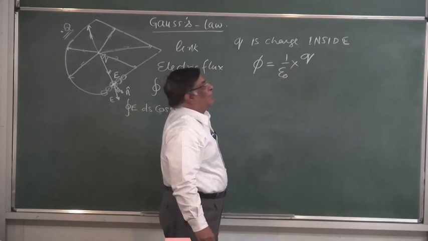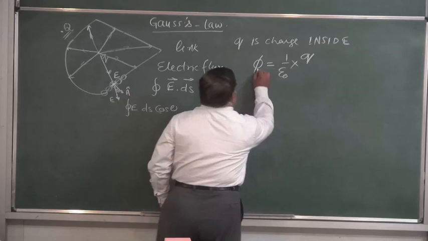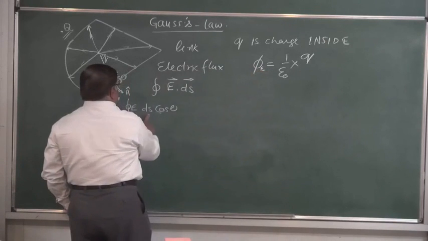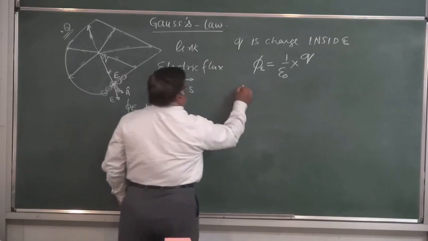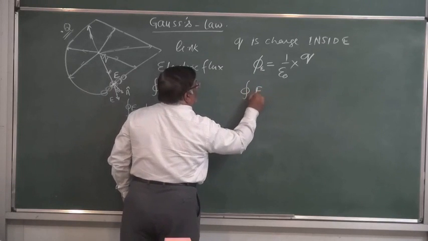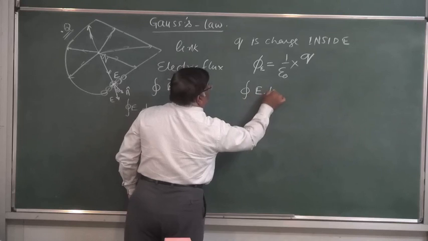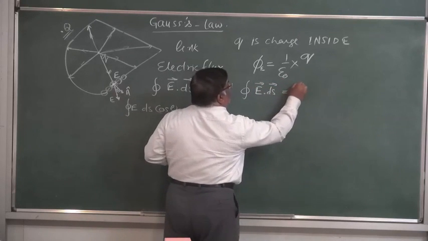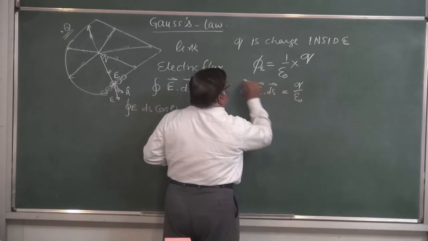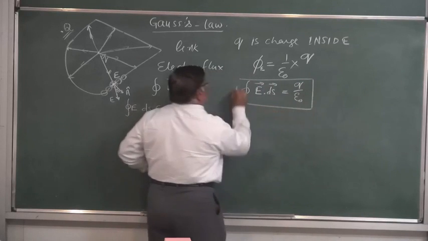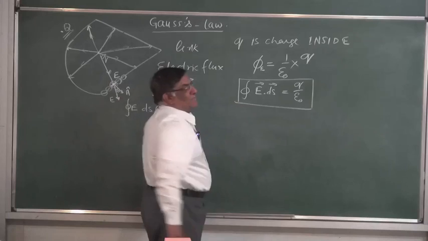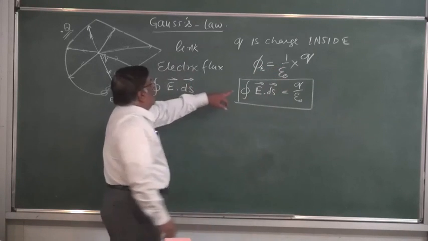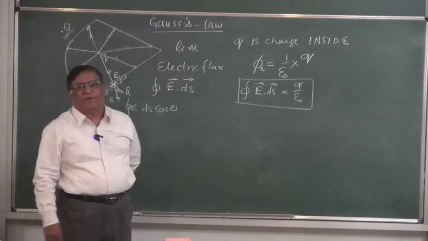1 upon epsilon naught. Or we can write phi electrical, that is electric flux, is the closed integral of E dot dS. This is equal to Q upon epsilon naught. This is Gauss theorem. Flux is Q upon epsilon naught.